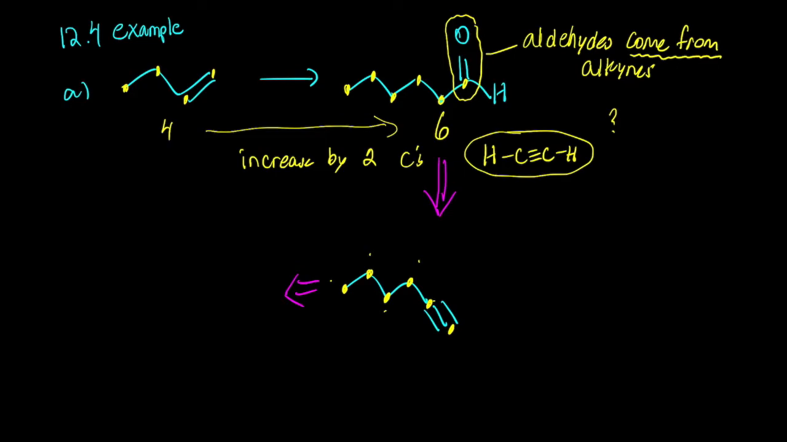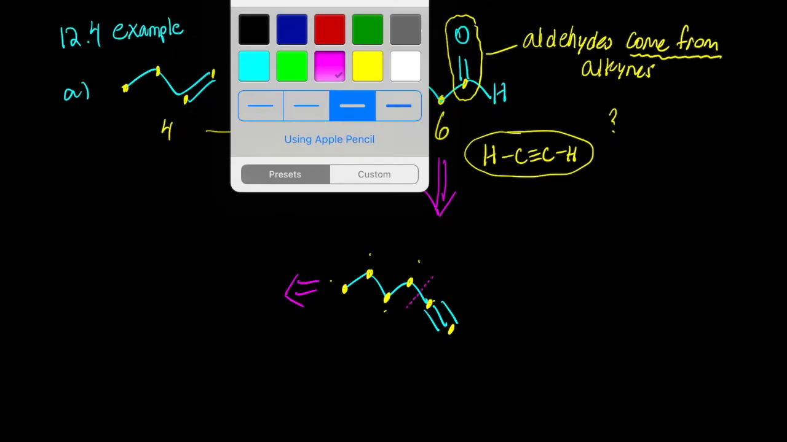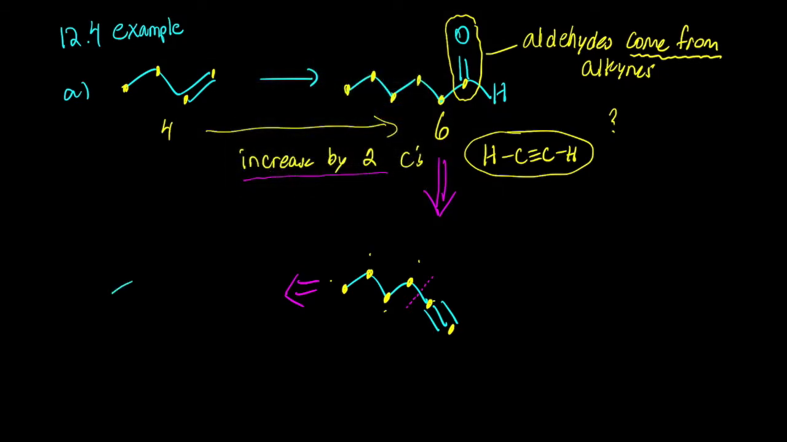Well, the way that I'm coming back to my increase by 2 carbons. The way to increase by 2 carbons is to alkylate. So I'm going to alkylate this with this guy here and acetylene, right? So I'm going to snap these 2 molecules together.